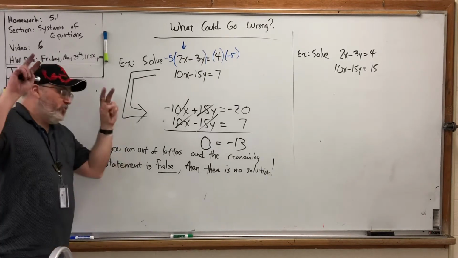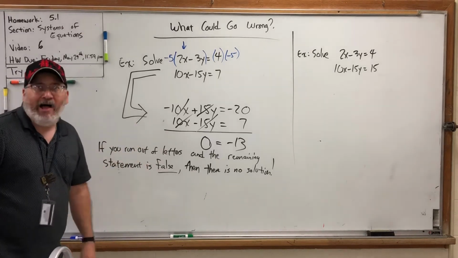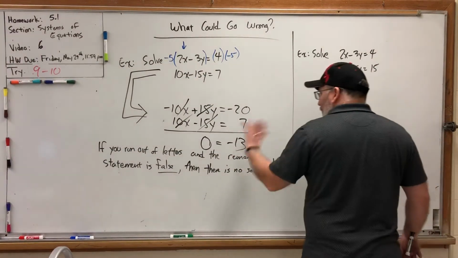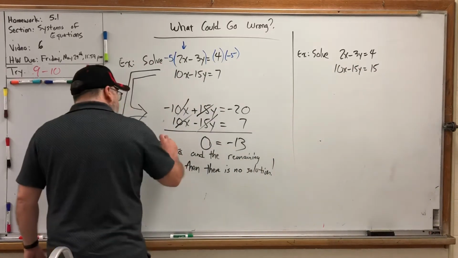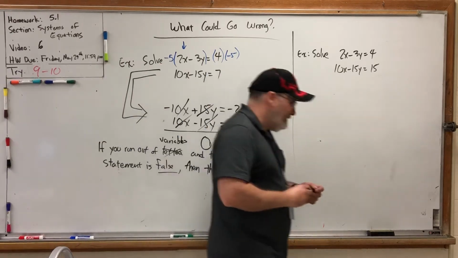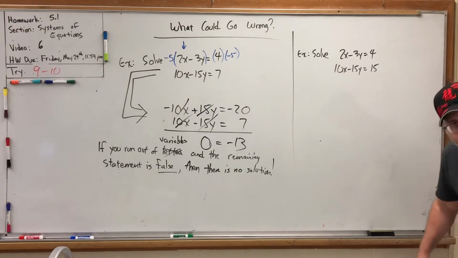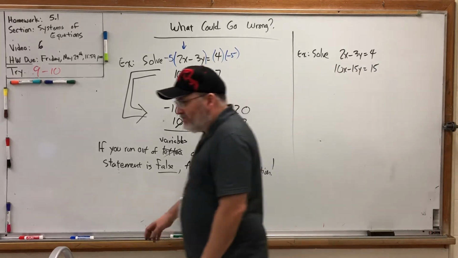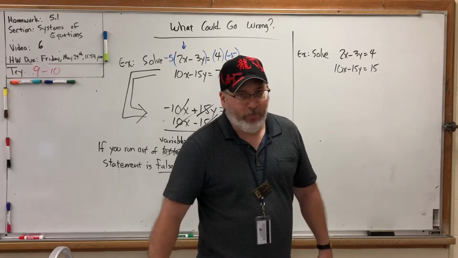Algebraically, the way no solution emerges is if you accidentally run out of letters and what you get is a lie. 0 is not equal to negative 13. So, if you run out of letters and the remaining statement is false, I shouldn't say letters, I should say variables. We're more sophisticated than that. If you run out of variables and the remaining statement is false, then there's no solution. So guess what's going to happen over here? Well, the left sides are exactly the same, and if we get rid of the x, or maybe we should get rid of the y, it wouldn't matter. If they're both going to disappear simultaneously, it's going to happen.